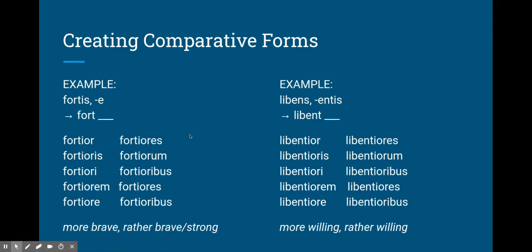You might also see comparative forms that look like this: fortior, fortioris, fortiori, libentior, libentioris. No matter how you slice it, anytime you see those three little letters, ior, you know that you're dealing with something that is more than something else. You'll note that comparative degree adjectives take endings from the third declension exclusively.